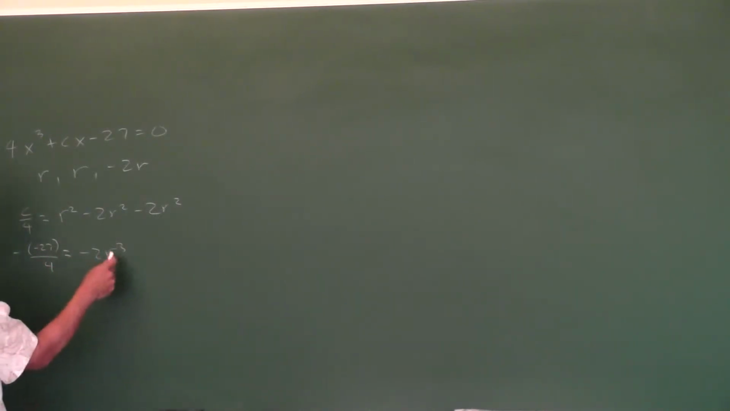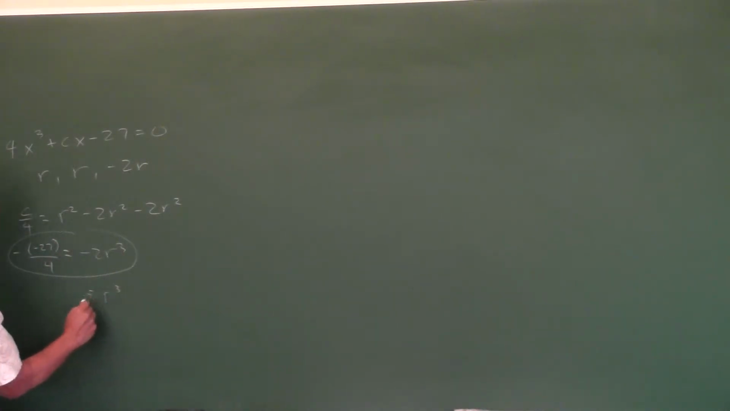How do you solve this equation? Look right here. This equation you can solve for r already. R cubed is equal to, divide by negative 2 and you get negative 27 over 2 or 8? 8.